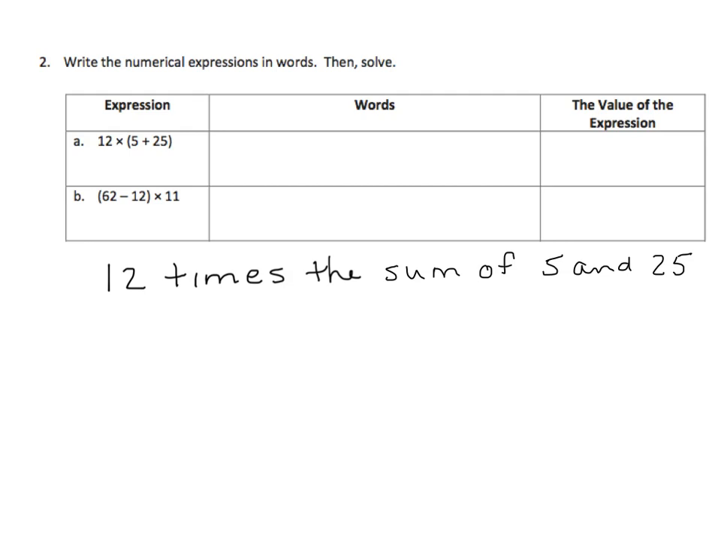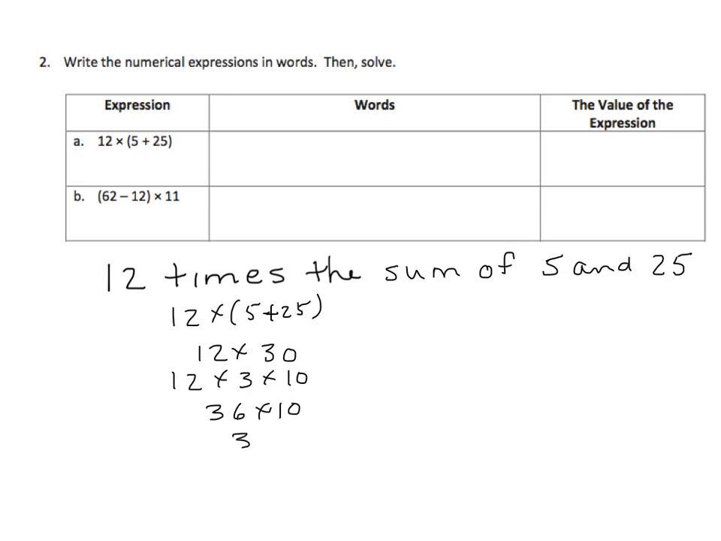I'm going to do it out here. So I have 12 times the sum of 5 and 25. We'll go step by step. That's 12 times, what's 5 plus 25? It's 30. And I can break that down further. I have 12 times 3 times 10. And I have 36 times 10. And I have 360. So I would put 360 in here. Do a little erasing. Make a little more space.